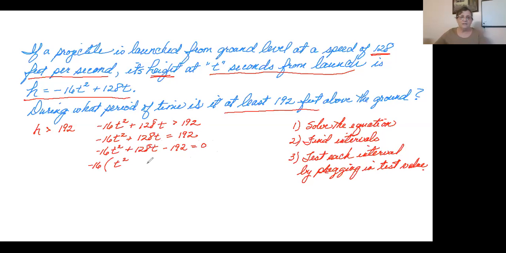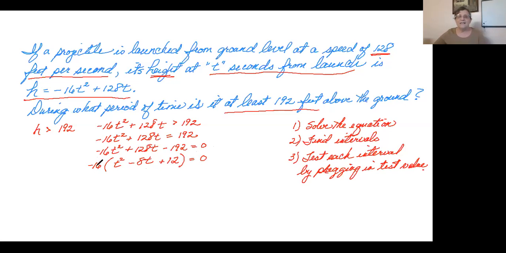Now, it might not always be true, but in this case, we can actually factor out the negative 16, which will make it T squared, and this is going to change to a negative because I factored out a negative 16. So it's T squared minus 8T plus 192 divided by 16 is 12, equals 0. So now it would be fairly easy to factor.